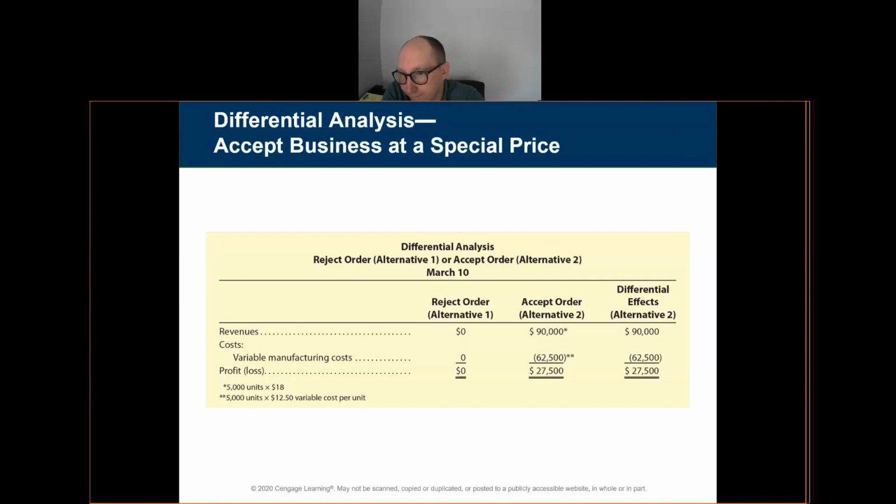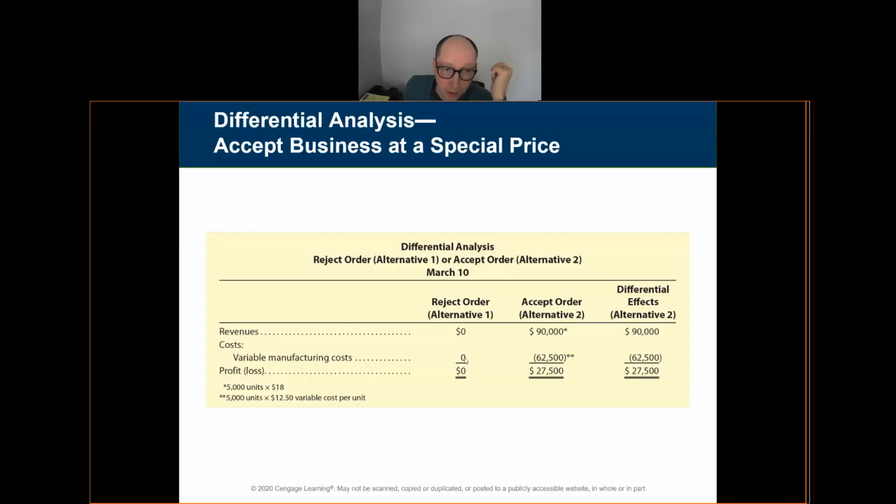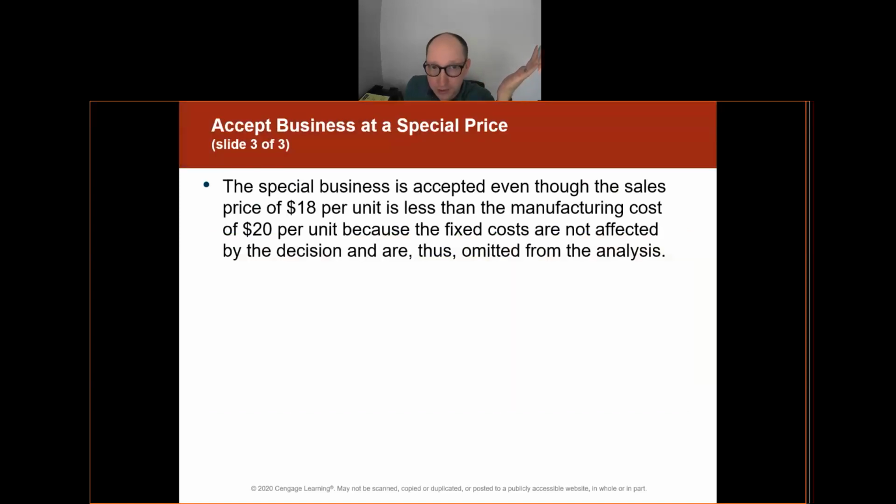This is a tough one. Do we accept? Do we reject? And why? Now, take into consideration the sales price would be $18 a unit. Our current sales price is $20 per unit. The total cost of manufacturing, $12.50 variable cost versus variable, actually, that's the same variable cost. We're not taking into consideration fixed cost. The fixed cost remains the same, yes?